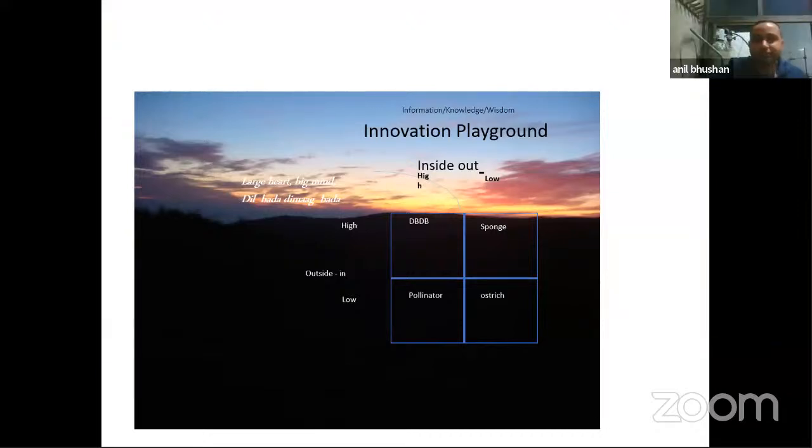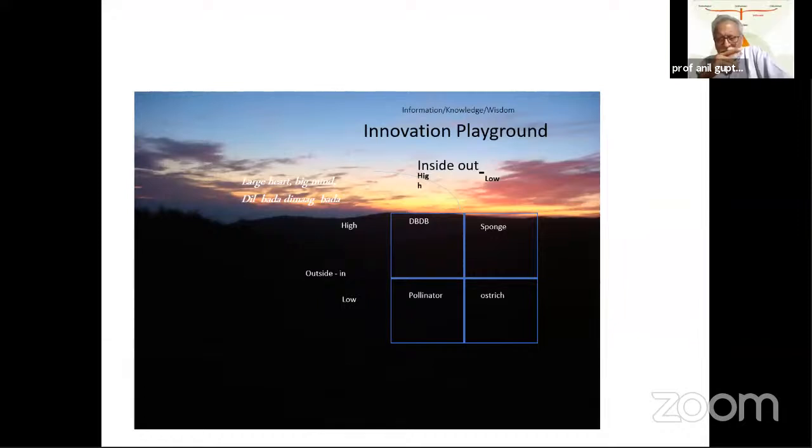I hope, have I discussed this before? Anyone remembers it? No, then I'll explain. So innovation playground is an open innovation playground. There are two dimensions of it: inside out, outside in. So how much I want to share with others, that is inside out. If you are a company, you are a lab, you have a group, how much you want to learn from outside, that is outside in. So outside in, inside out, high, low, high, low.